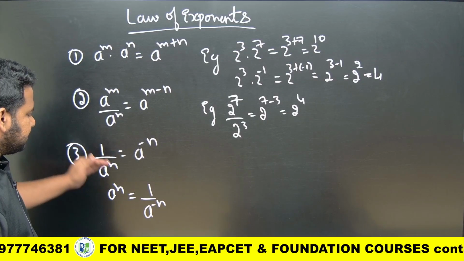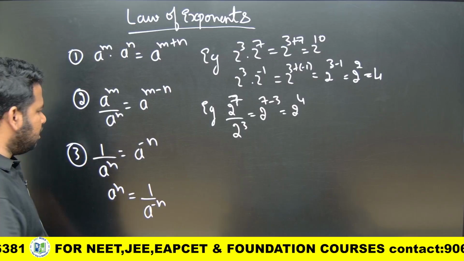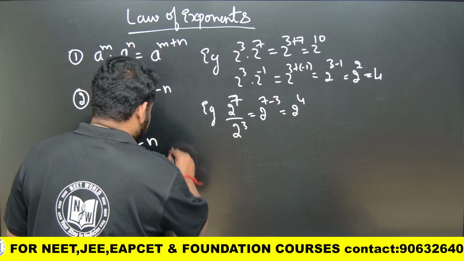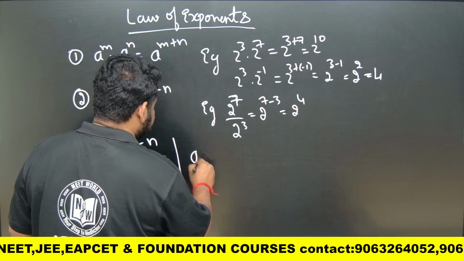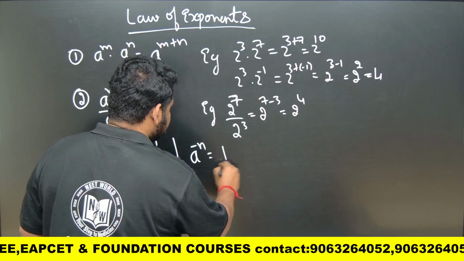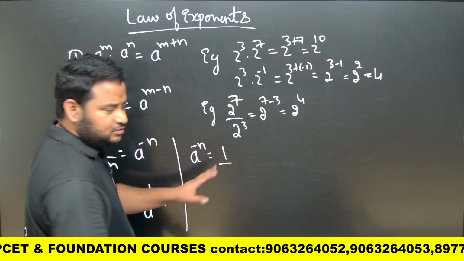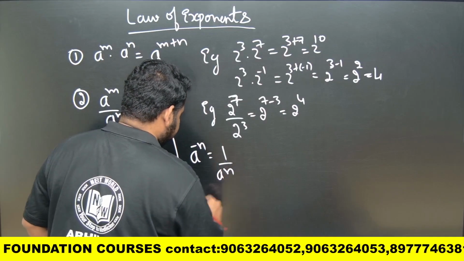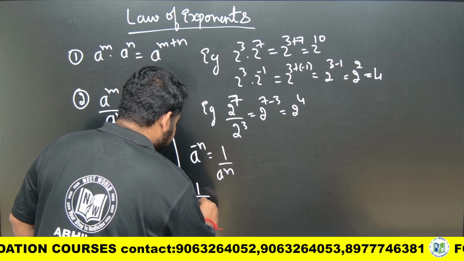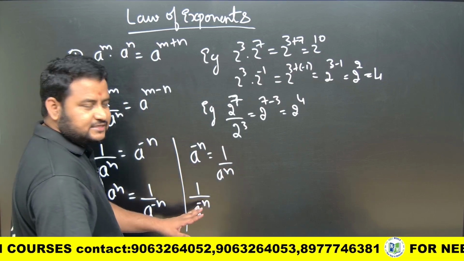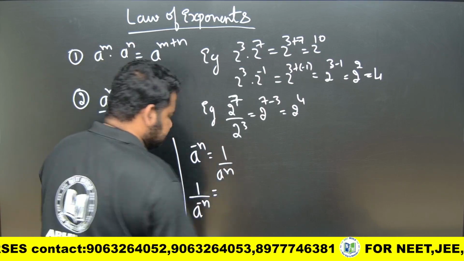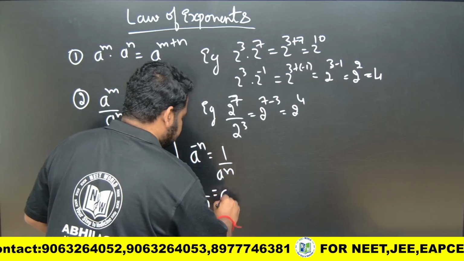If it is in the numerator and it comes to the denominator, the sign will change. Or you can also write it this way: if a power minus n is there and it comes to the numerator, the sign will change and it will become positive. Or if it was a power minus n in the denominator, and it comes to the numerator, it will become positive, a power n.